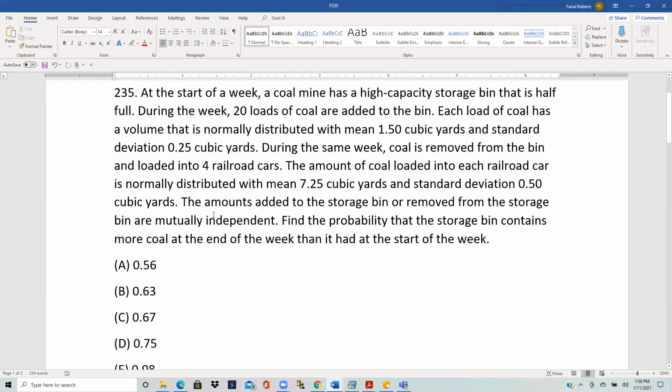Find the probability that the bin contains more coal at the end of the week than it had at the start of the week.